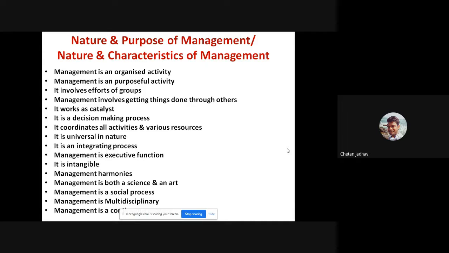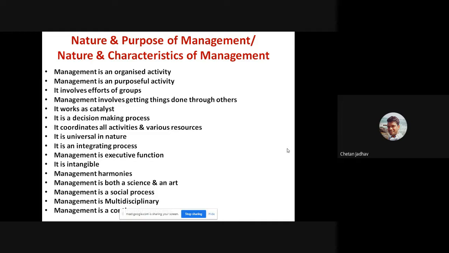Then it works as a catalyst in the decision making process. It involves coordination of all the activities of various departments and resources. Then it is universal in nature. Universal means this type of management we can apply anywhere, anytime. We can take the example of a small organization, an industrial company, or even a domestic application. We can use this type of management level scheme and strategy everywhere.